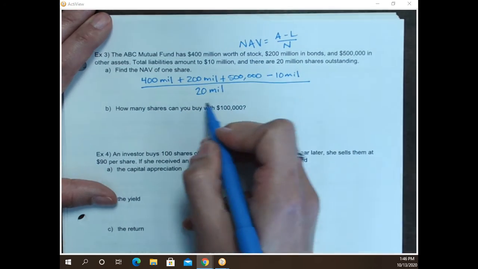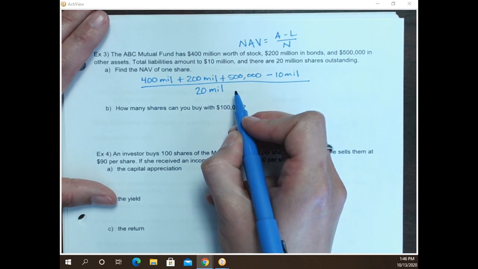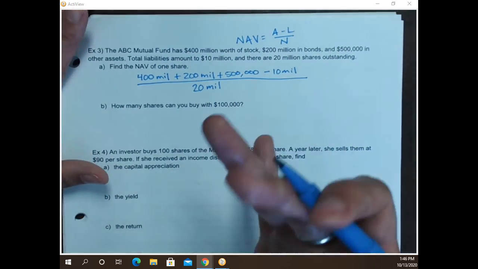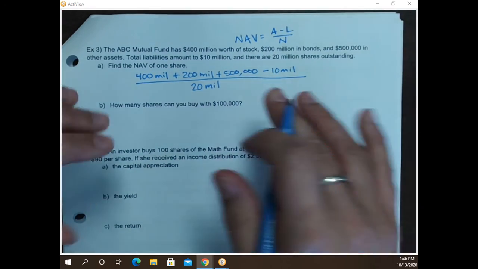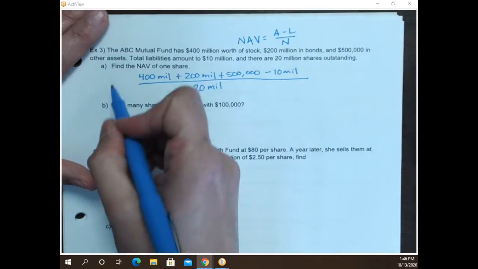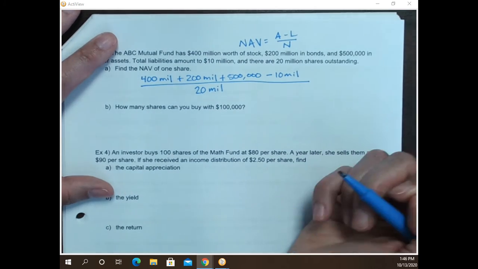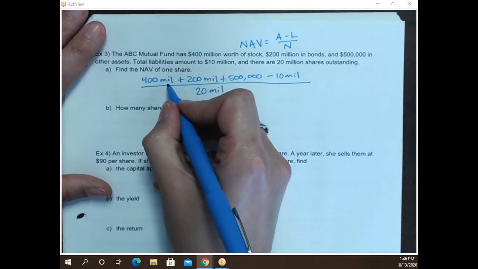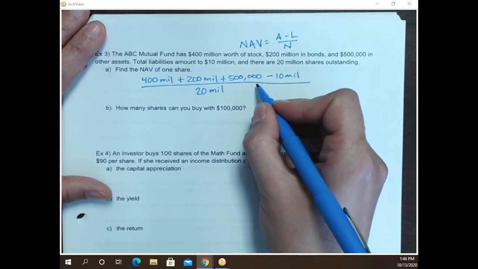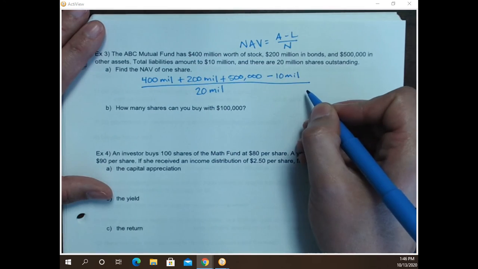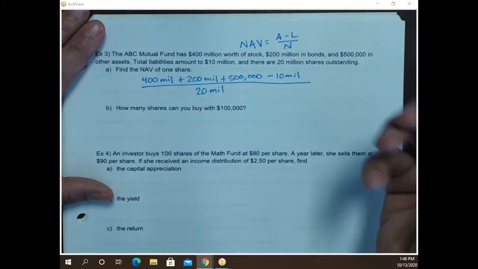Once you have this set up, and again, please show me your setup. On the test or the quiz, if you mistype something in your calculator or you miss a piece of this, I can see what you did know. Once you have your setup, this is a type in the calculator problem: 400 million plus 200 million plus 500,000 minus 10 million divided by 20 million.